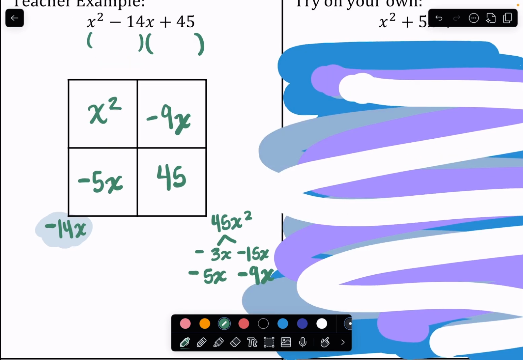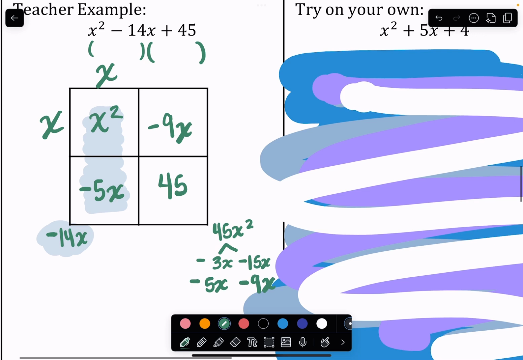Now, when I look, I have to be specific here. So I want to identify the greatest common factor. Looking at my vertical pattern, the greatest common factor between x squared and negative 5x is just an x. And then x squared and negative 9 share a factor of x. Now here's where it gets tricky. We're looking for a factor, so think x times what number will give me negative 9.